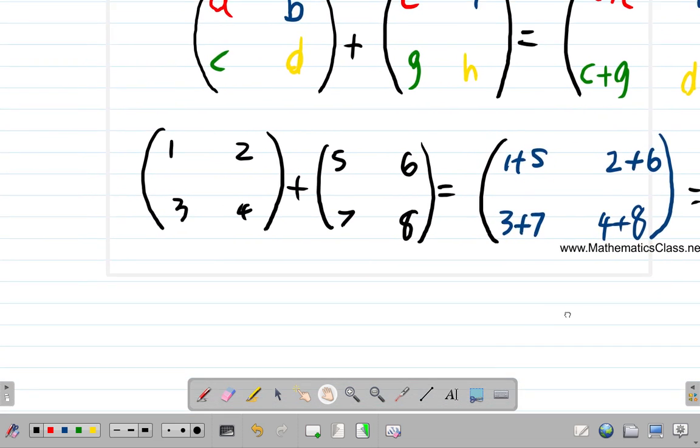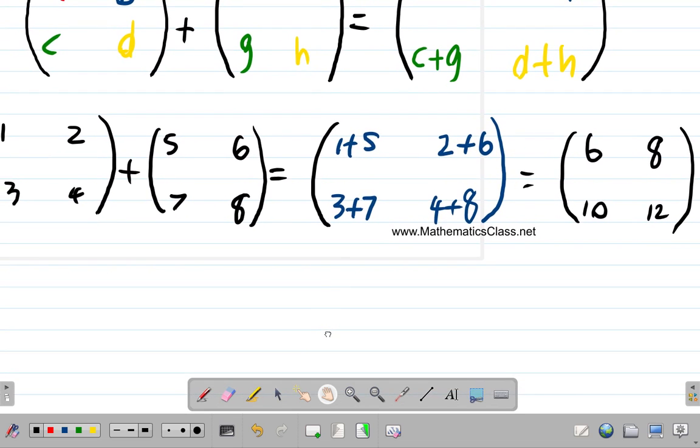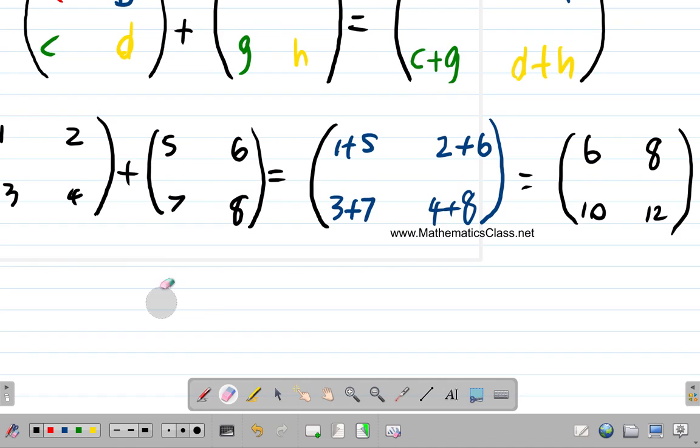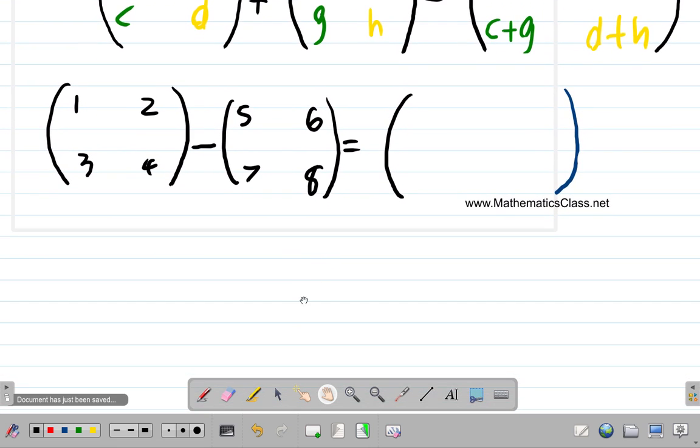Now, let us change what we will do. Make a note of this, and we will make one minor change here. Instead of adding, we're going to subtract and see what happens when we subtract these matrices. Now you will see that the only difference is that instead of adding, this time we will subtract. Element in row 1, column 1 minus element in row 1, column 1. It's going to be 1 minus 5.